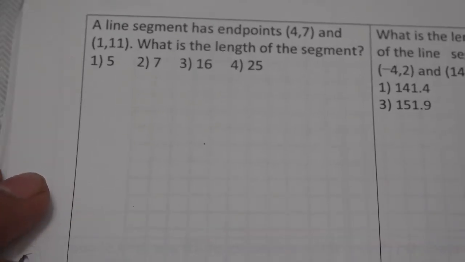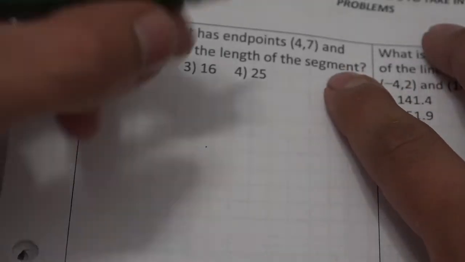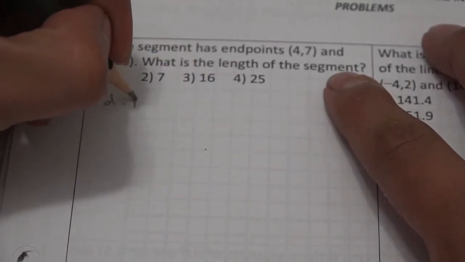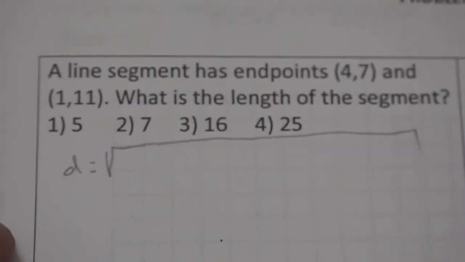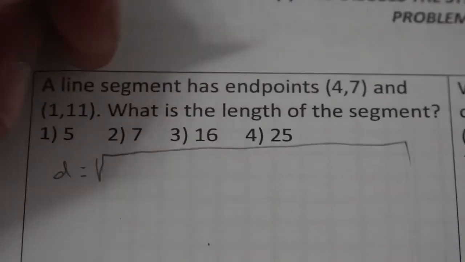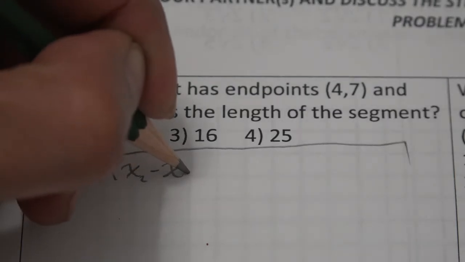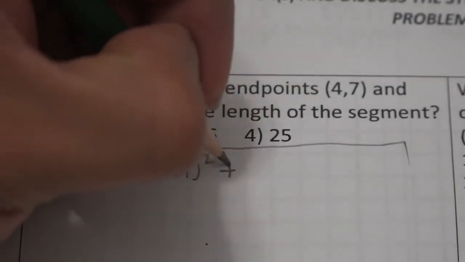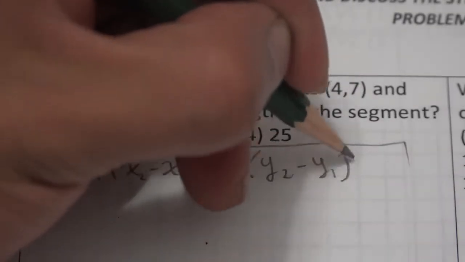So let's see now. A line segment has endpoints of (4,7) and (11,1). What is the length of the segment? Sure. So the distance formula is, right? Okay, got it. So subtract the x's, x2 minus x1 or x1 minus x2, I really don't care, but you've got to follow the same order. So y2 minus y1 squared.